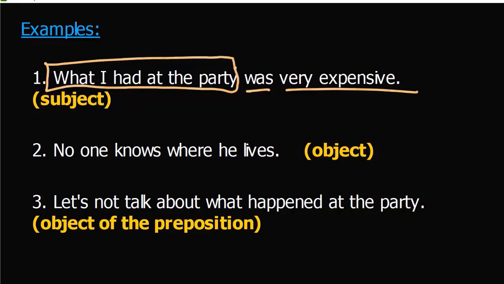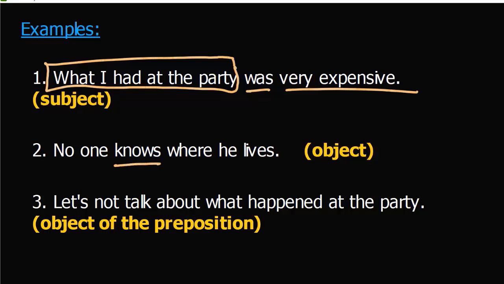This is our noun clause functioning as a noun, working as the subject of this sentence: "What I had at the party." What is the conjunction, I is the subject, had is the main verb, right? What I had at the party must have a name, but either I don't know the name or I don't want to reveal the name. So I'm using a noun clause to refer to that item. What I had at the party was very expensive, working as the subject.